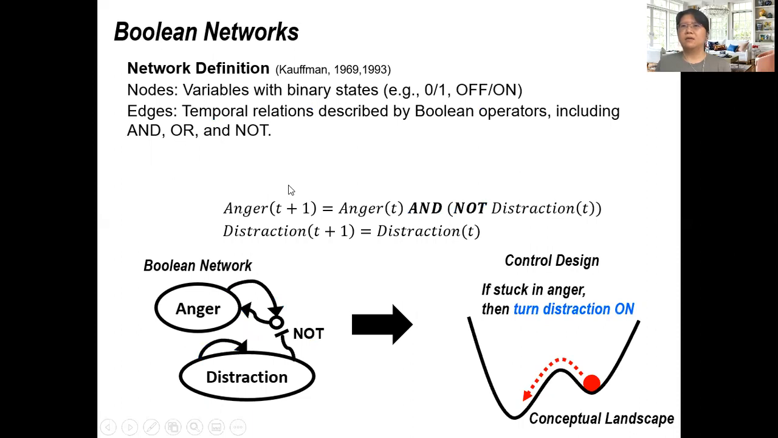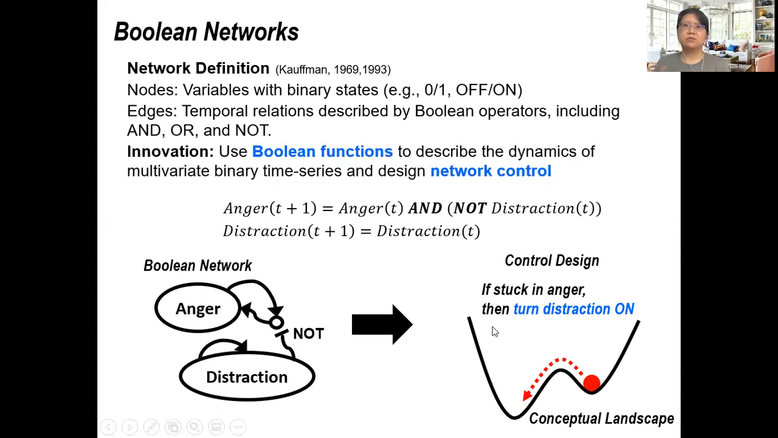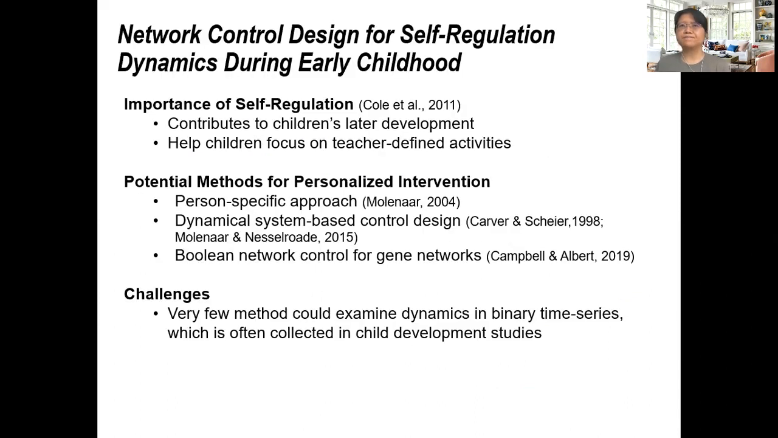And from the Boolean network, we can design network control, especially to find behavior modification strategies so that we can inform the individual or the parent or teacher how to modify behavior to move a person from an angry state to a more neutral state. So the innovation here is to use the Boolean functions to describe the temporal dynamics in multivariate binary time series data, and then to design network control.